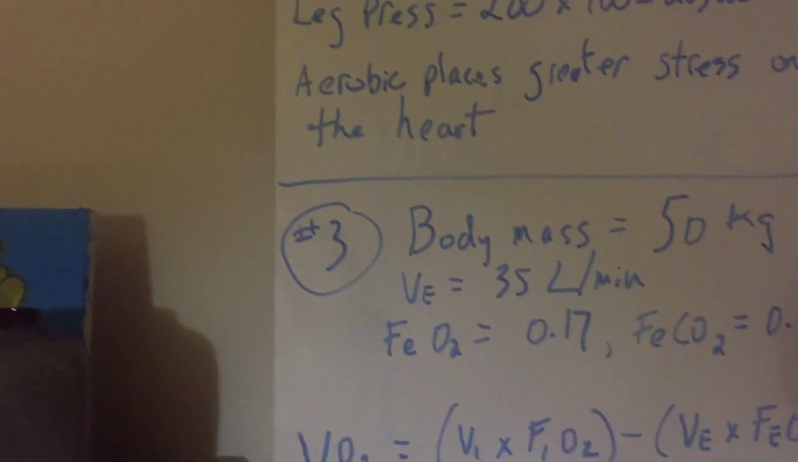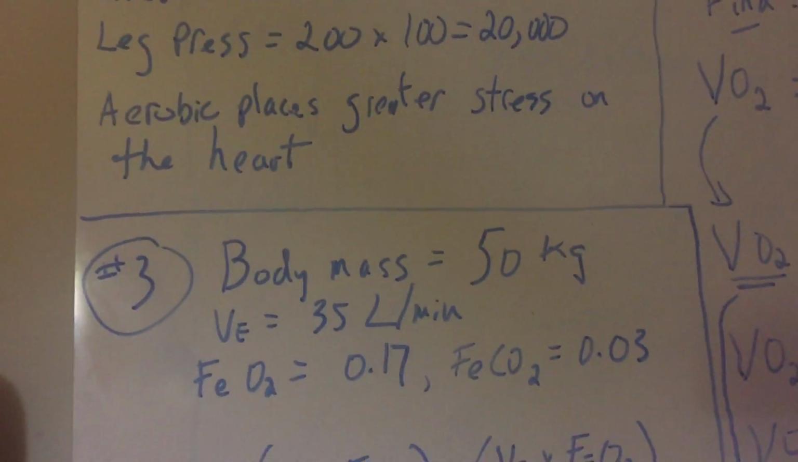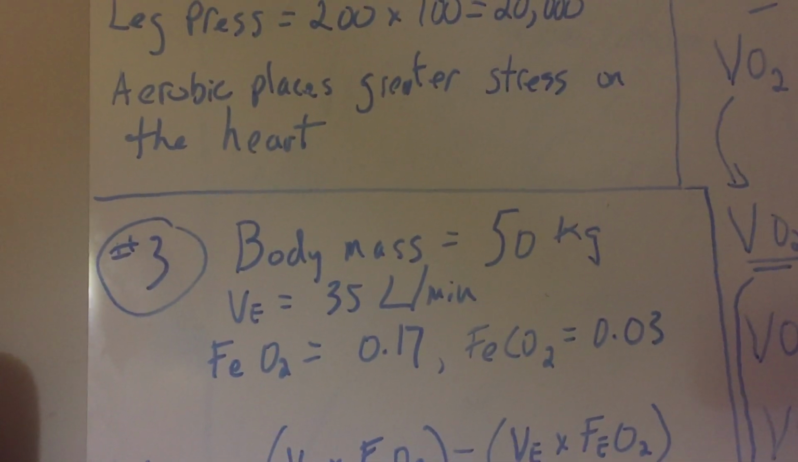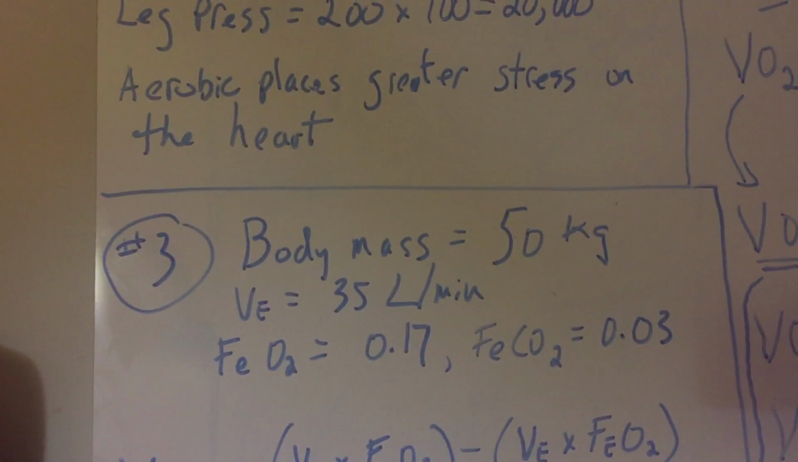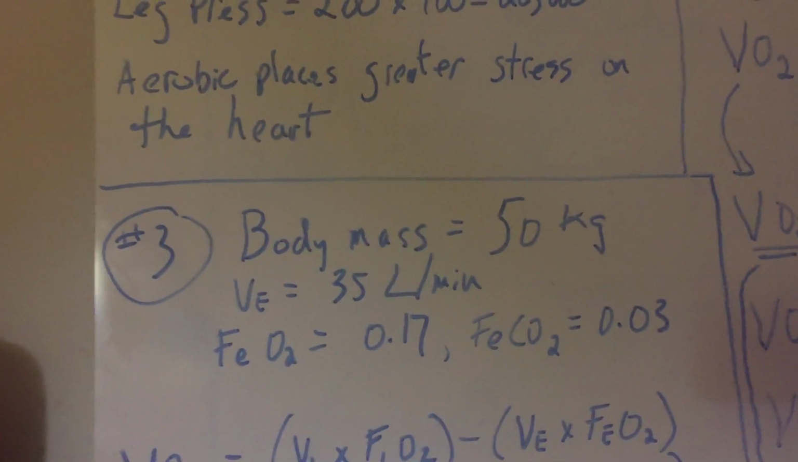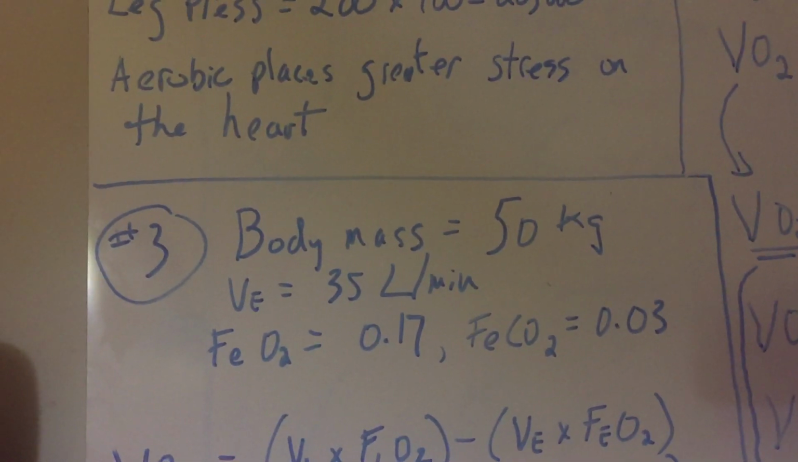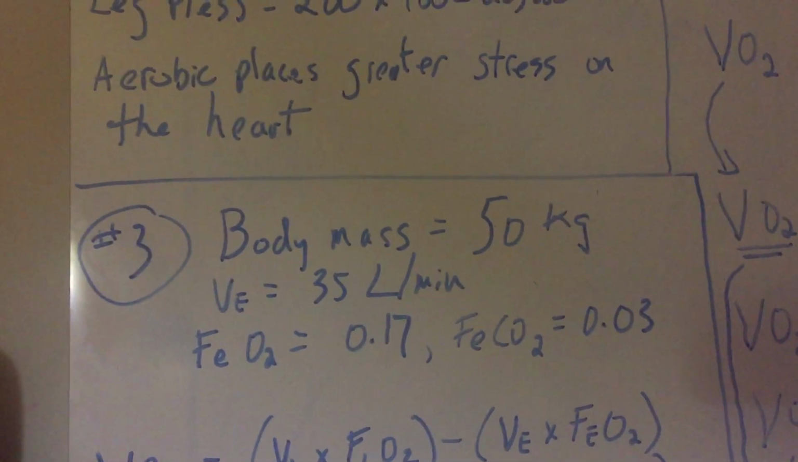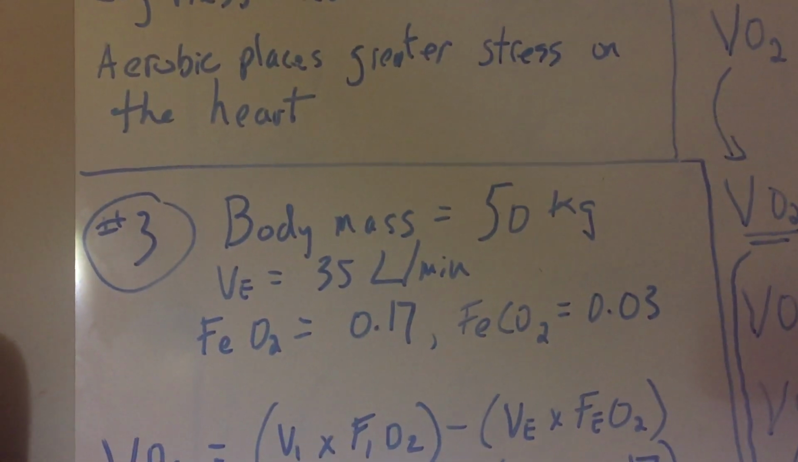For number 3, I've given you these variables. So body mass of 50 kilograms, a ventilation of 35 liters per minute, a fraction of expired oxygen of 17% or 0.17, and a fraction of carbon dioxide of 3% or 0.03.